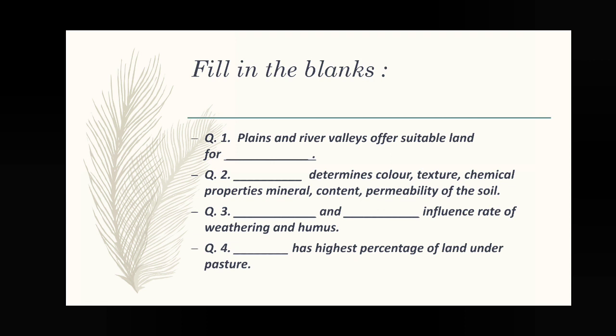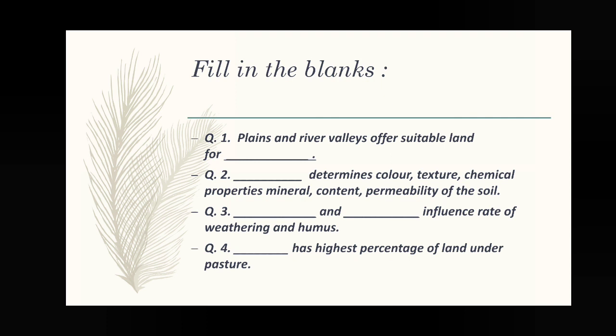and in this fill in the blanks, 4 questions are there. First question: plains and river valleys offer suitable land for dash. Here for the dash, I want to give you the hint: what type of economic activity. Plains and river valleys offer suitable land for dash type of economic activity. You have to find out the answer, which is one type of economic activity.